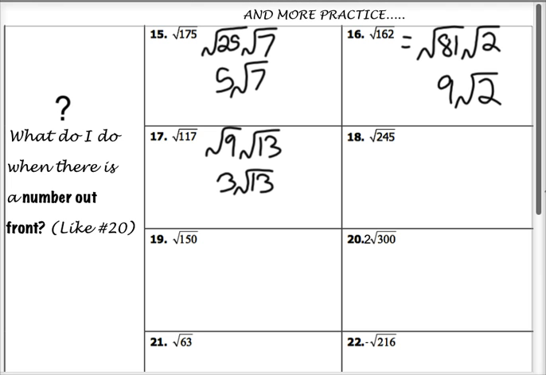All right, number 18. So 245 divided by 4, nope. 245 divided by 9, nope. 245 divided by 16, nope. 245 divided by 25, nope. 245 divided by 36, nope. 245 divided by 49, oh, there we go. It is 49 times 5. So this reduces to 7 square roots of 5.